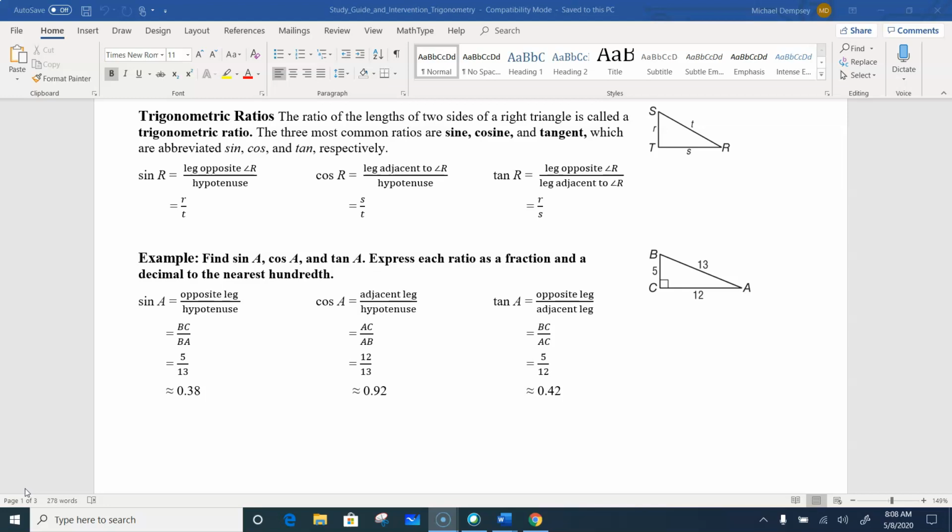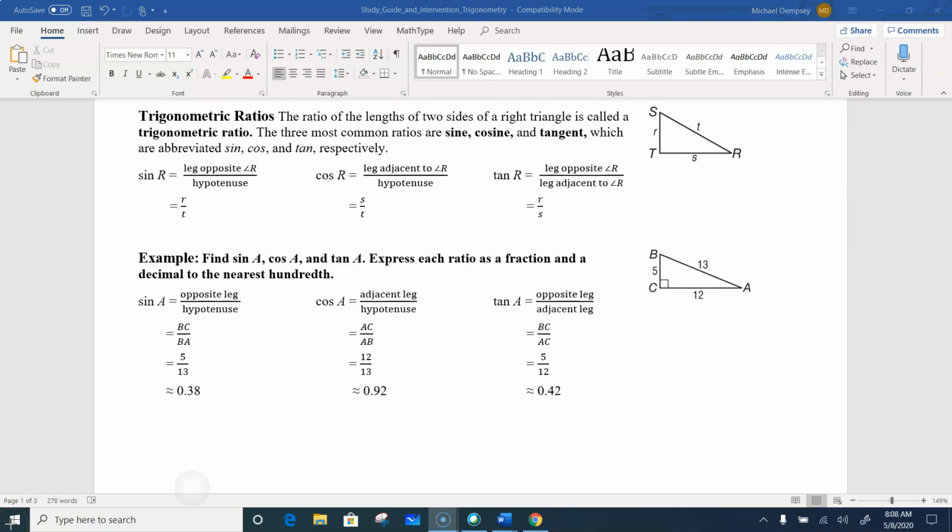For example, if angle R up here is a 30-degree angle, then the ratio of ST to TR, or side R to side S, is going to be the same. It doesn't matter if I make R bigger and S bigger. If I keep that as a 30-degree angle, that ratio is always going to be the same. And we call that the tangent ratio. It's the opposite side over the adjacent side.